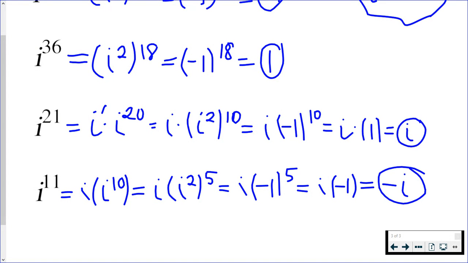So these are your 4 answer options: -1, 1, i, -i. So you can always narrow it down to those 4. Now you know how to actually get to those answers.